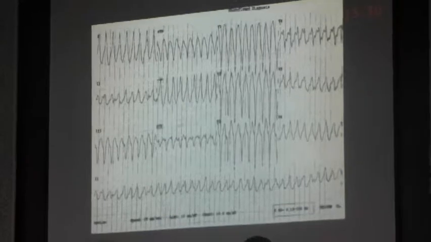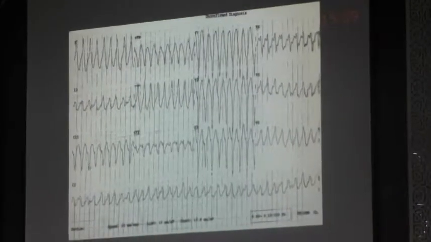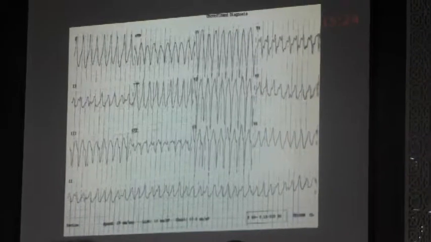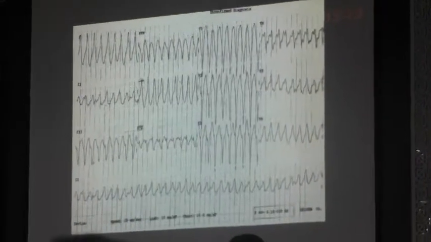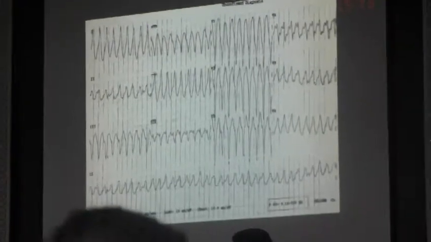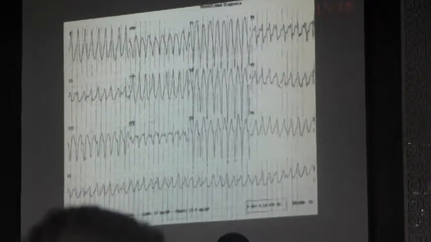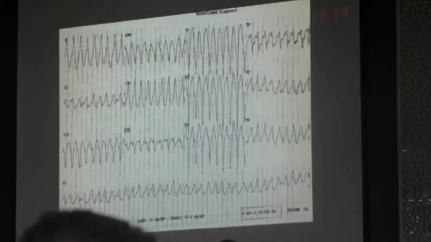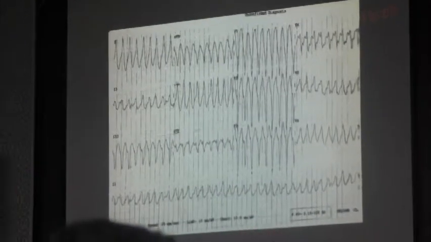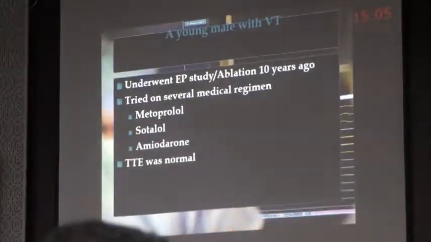So the precordial lead transition is late. It's beyond V4, which indicates right-sided origin. So the transition is late, and it's a left bundle branch morphology, almost superior axis. We localize it to the right ventricle, probably the right ventricular anterior free wall or outflow tract.